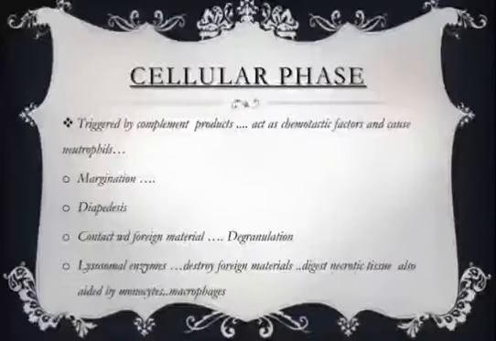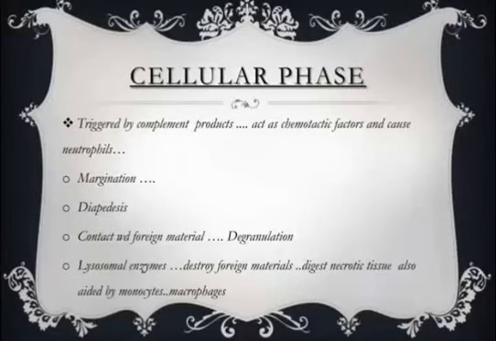In the cellular phase, events are triggered by complement products. They act as chemotactic factors and attract neutrophils. There will be margination, diapedesis, contact with the foreign material, degranulation, and release of lysosomal enzymes. These destroy the foreign materials and digest the necrotic tissue, also aided by monocytes and macrophages.